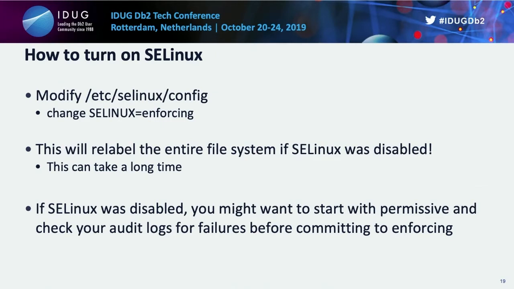If SELinux was disabled, you might want to start in permissive mode, and it'll do the relabeling just to make sure there's no problems when you start back up and that you don't get any unexpected errors on the system, right? Deal with those first while it's in permissive mode versus in enforcing mode. And that's not a Db2 thing, that's just a general system level thing.